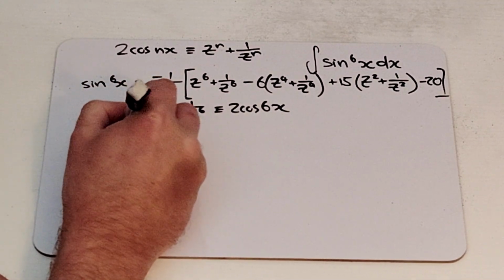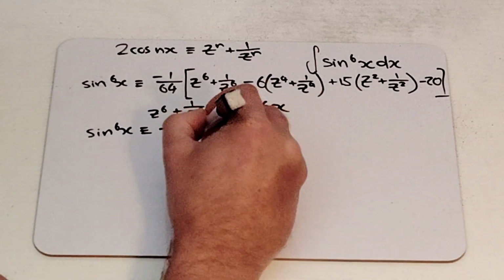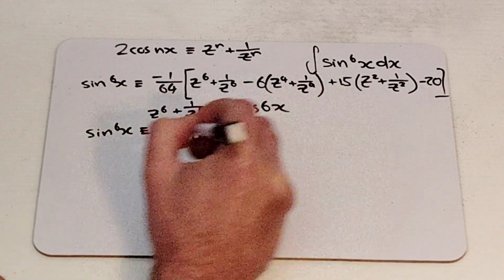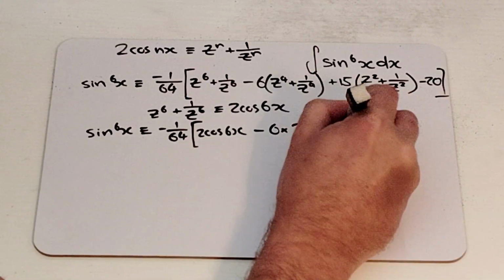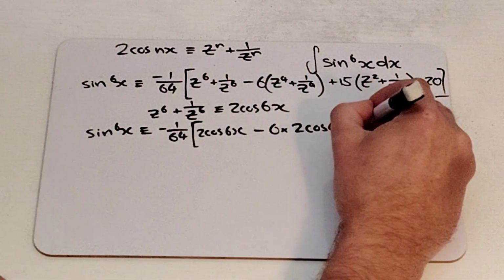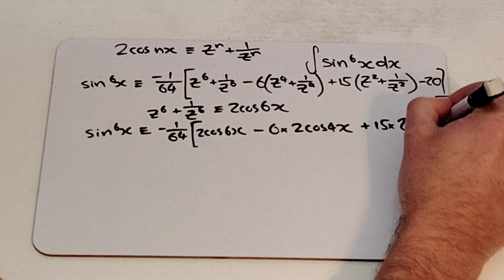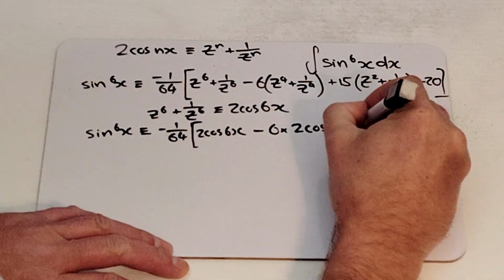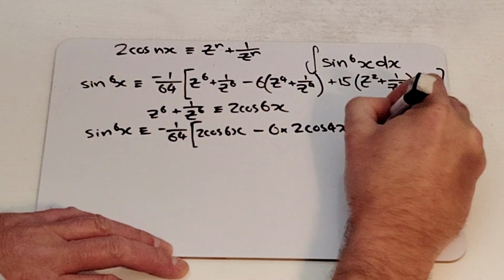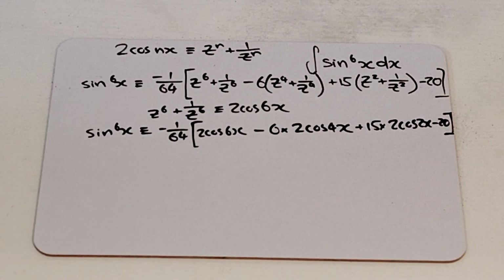So sine to the 6x now becomes equivalent to negative 1 over 64 still out in front, and then inside we've got 2 cos 6x minus 6 times 2 cos 4x, because the power is now 4 for the second term, and then we've got plus 15 times, in this case it's 2 cos 2x, and then we've still got our minus 20 at the end, a little bit of a squeeze. Actually, I'll just make that a little clearer. So we've got 15 times 2 cos 2x minus 20.